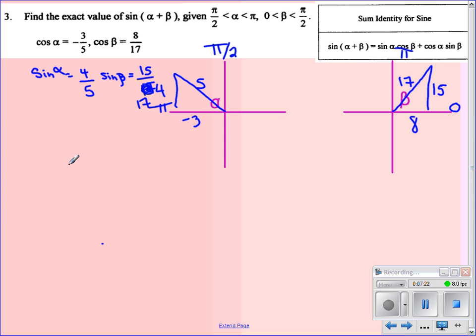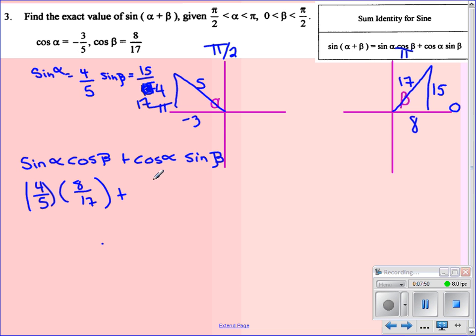Okay, so you want to write down your formula. So you have sine alpha cosine beta plus cosine alpha sine beta. And again, the reason we're using that formula is because that is what number 3 says to use. It says to use the addition one. Sine of alpha we found to be 4 over 5, times cosine beta was given, that was the 8 over 17, plus cosine alpha is negative 3 over 5, sine beta is 15 over 17.